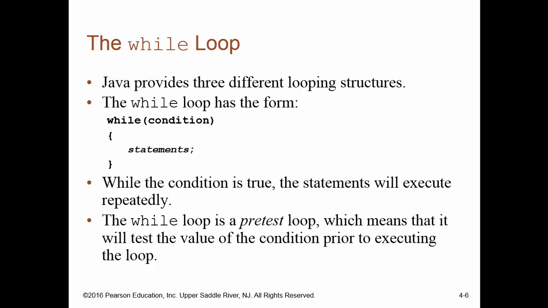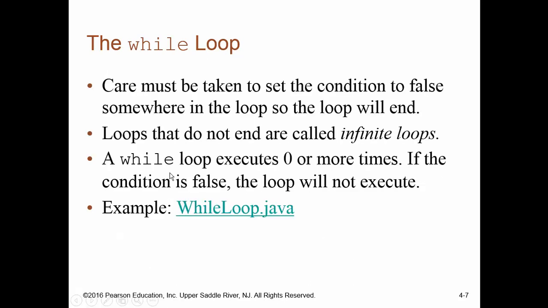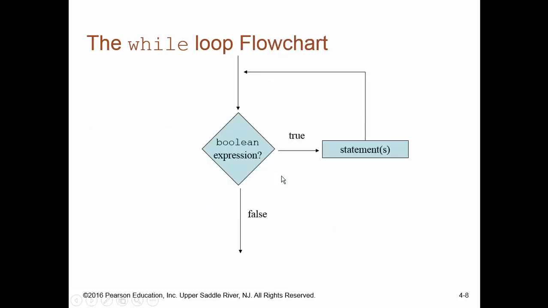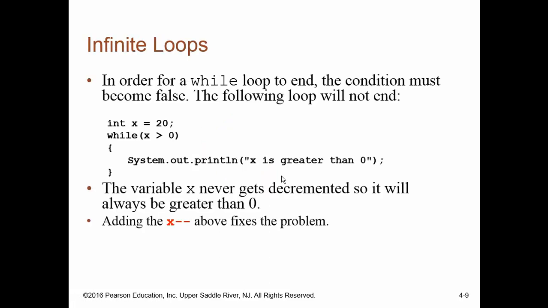The while loop is known as a pretest loop, and I'll show you exactly what that means, but basically it means you make the test before you go into the loop body. All right? Again, if you don't have the loop become false someplace, you get an infinite loop. A while loop can execute 0 times, and it can execute an infinite number of times. All right, don't worry about that flow chart, not a big thing.